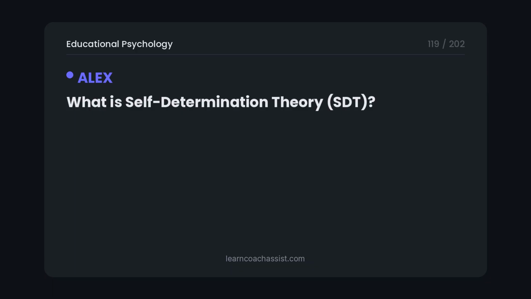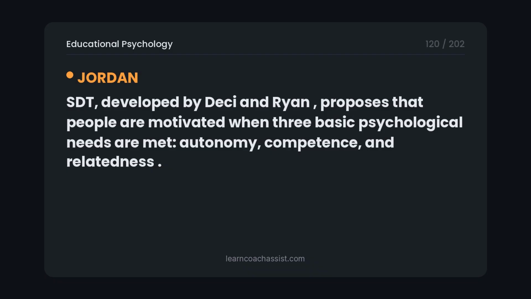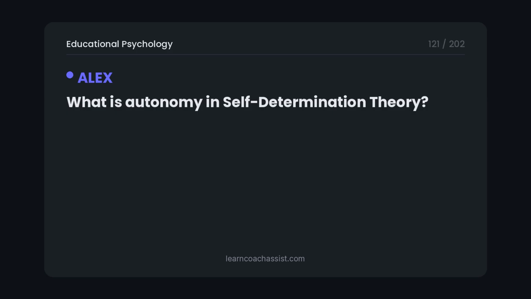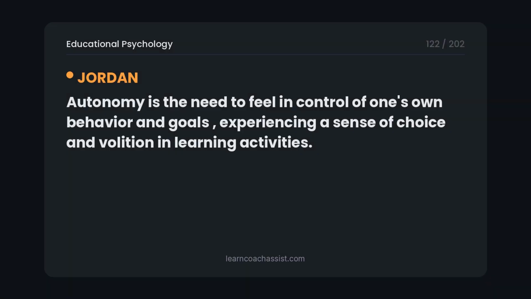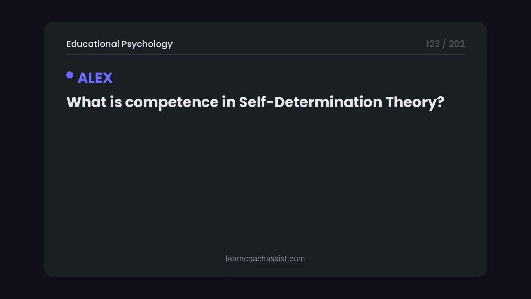What is self-determination theory, SDT? SDT, developed by Deci and Ryan, proposes that people are motivated when 3 basic psychological needs are met: autonomy, competence, and relatedness. What is autonomy in self-determination theory? Autonomy is the need to feel in control of one's own behavior and goals, experiencing a sense of choice and volition in learning activities.